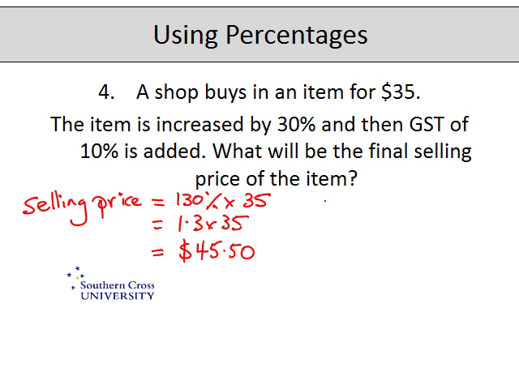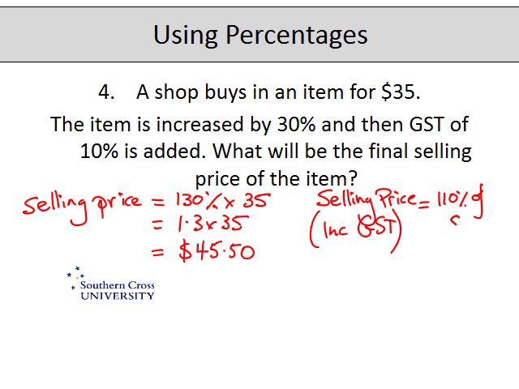Now we can go and work out the selling price including GST. So that, because the GST is added 10% on, it's going to be 110% of the selling price, which is going to be 1.1 times by 45.50, which comes out at $50.05.